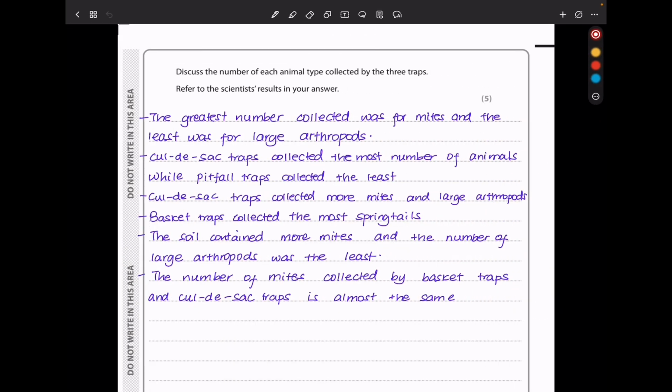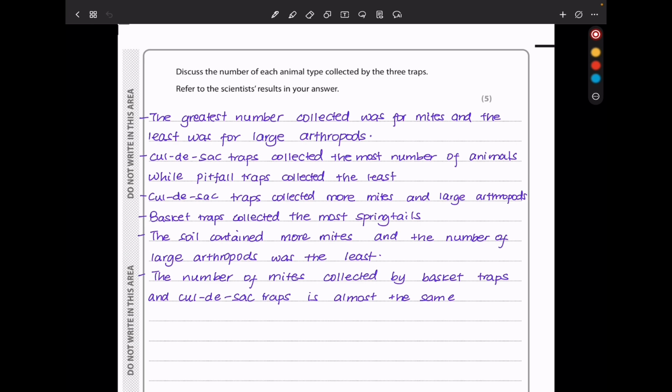So here they say discuss the number of each animal type collected by the 3 traps. They want you to refer to the scientists' results in your answer. Since I've already explained the results in the table, let me just go through what I wrote. I say the greatest number collected was for mites, and the least was for large arthropods.